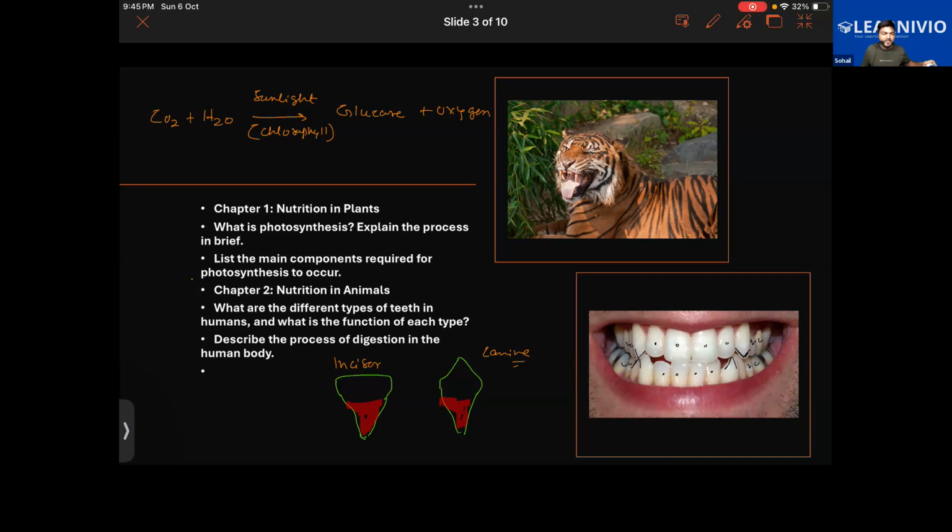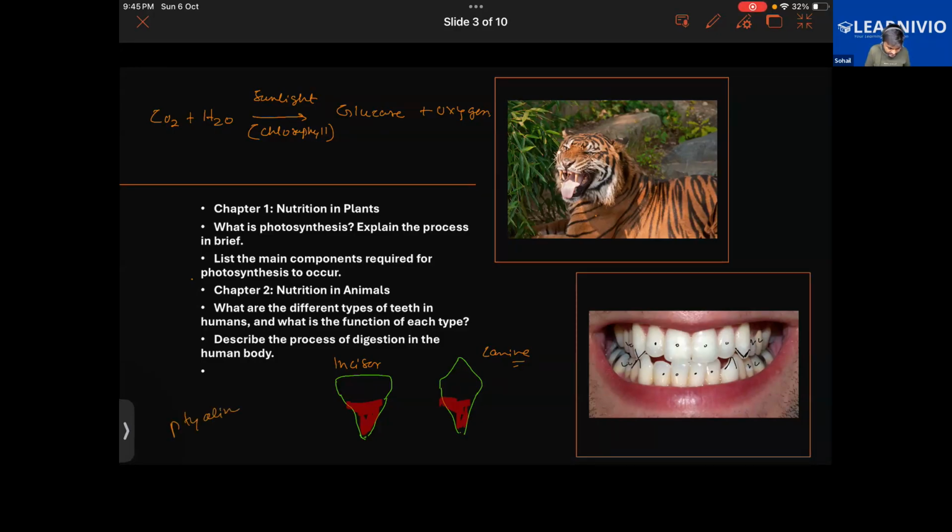Getting it now? The partial digestion of the starch is carried out by the salivary glands. The salivary glands secrete saliva, and saliva contains an enzyme by the name of salivary amylase. In fact, that is also called ptyalin.